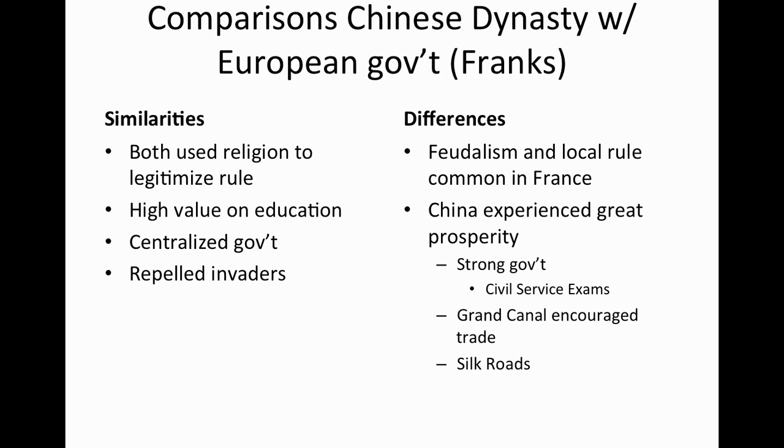China experienced much more prosperity, especially under the Song dynasty, right? Those civil service exams and meritocracy were unique to China and not Europe. There was the Grand Canal in China, the Silk Roads that promoted trade, the innovations, right? The infrastructure projects. Again, I'm going to probably go with Chinese dynasties were more different than European governments, but there were a few similarities.